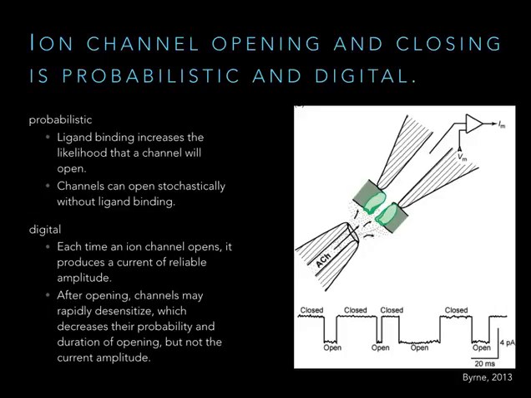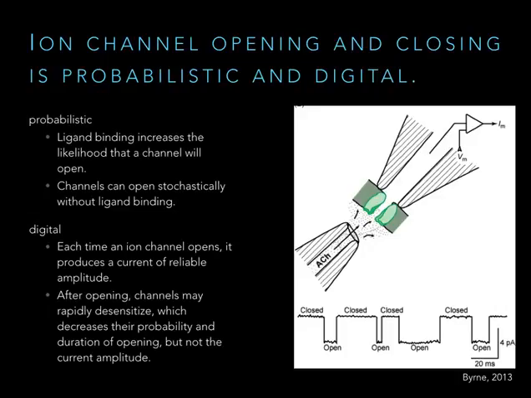For example, when acetylcholine is puffed onto this tiny acetylcholine receptor, here we can see it's an outside-out patch. That acetylcholine will bind to the ligand binding site, and what it does is increase the probability of channel opening. If you look at the currents on the bottom of this illustration, you'll see it's cycling between open and closed, but there's never an intermediate, and that's what makes it digital. Each time that ion channel opens, it's going to produce the same reliable current for as long as it's open.